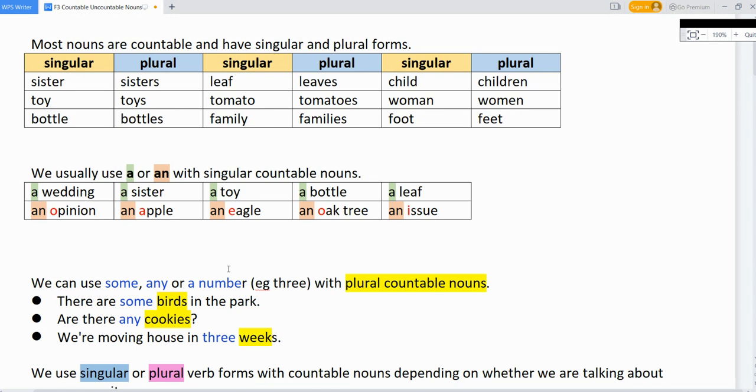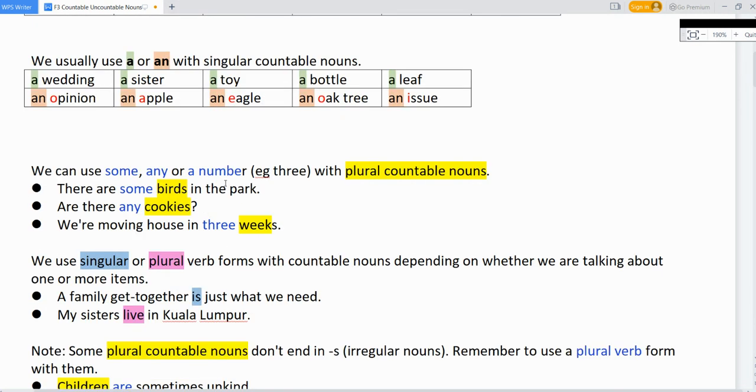Next, we can use some, any, or a number, for example, 3, 4, or 5, with plural countable nouns. Kalau kata nama tu plural, ada banyak dan boleh dikira countable, then we use some, any, or a number. For example, there are some birds in the park. Are there any cookies? We are moving house in 3 weeks.